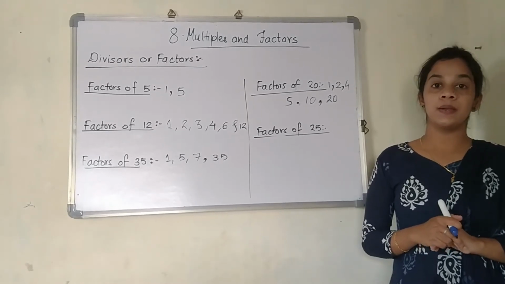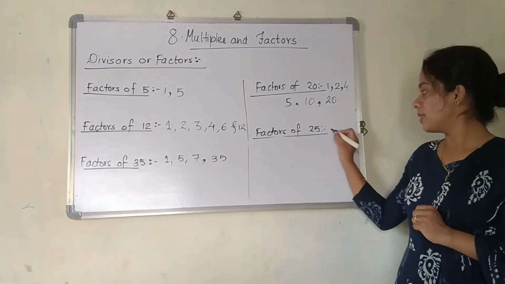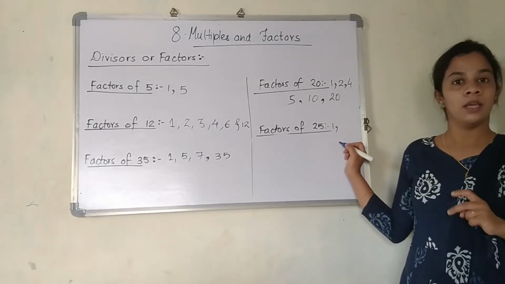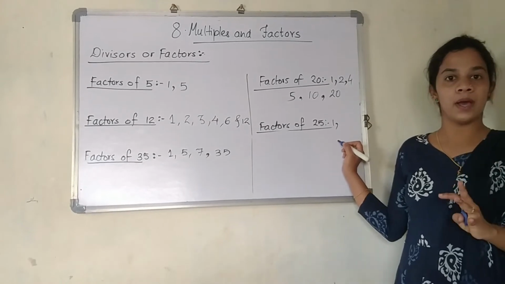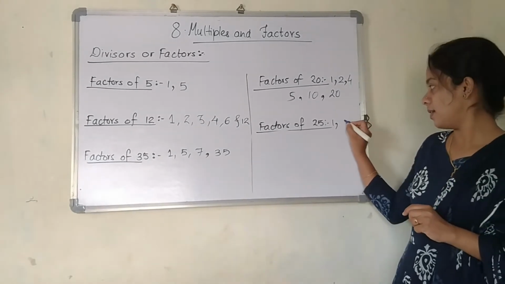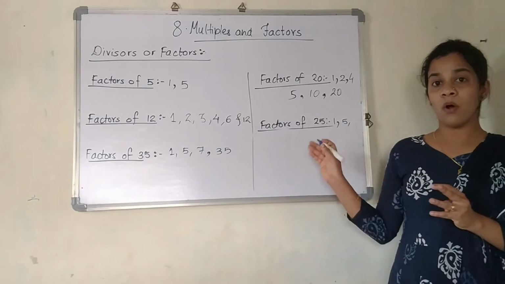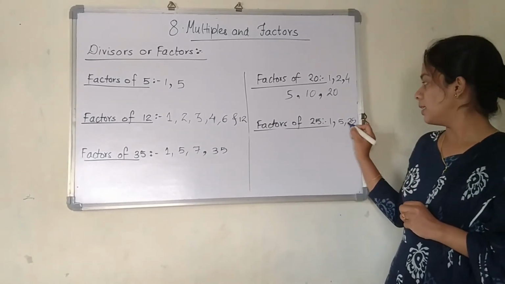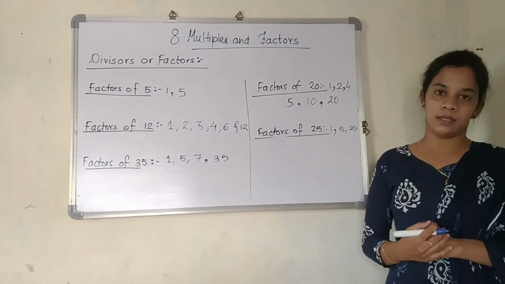We will see for the next part, that is factors of 25. 25 occurs in which particular tables? It is coming in 1's table, 1 I told you, it will be sure for all. 2, no. 3, no. 4, no. 5, yes. 5 5's are 25. And if it is an odd number, it will come directly in which table? 25 table. Because other than that, 25 is not occurring in any other table.